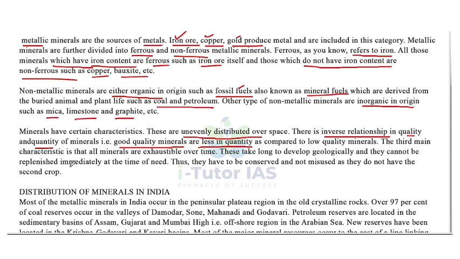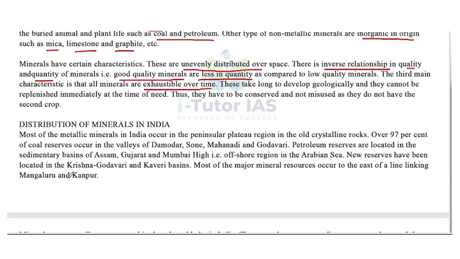The third main characteristic is that all minerals are exhaustible over time. These take long to develop geologically and they cannot be replenished immediately at the time of need. Thus, they have to be conserved and not misused, as they do not have a second crop.